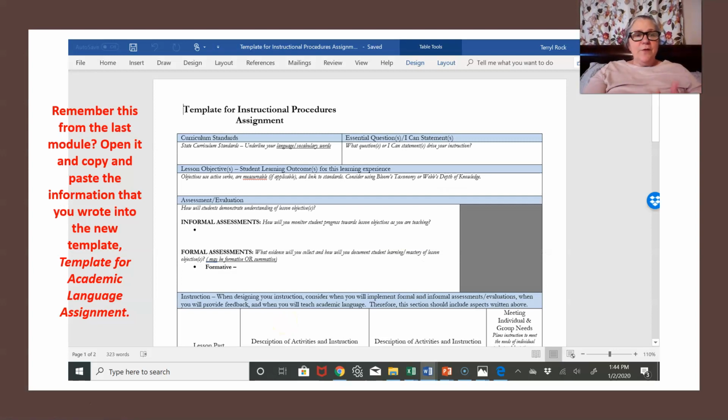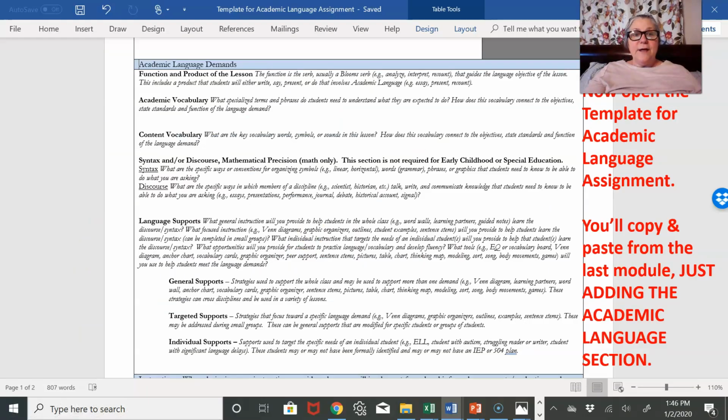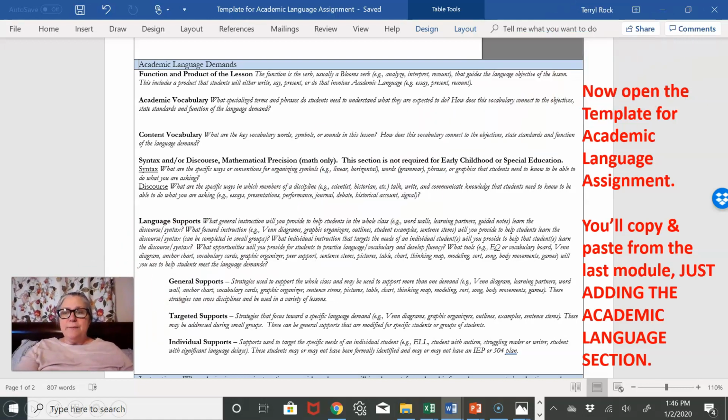All right. Remember this from the last module? You're going to open it up and you're going to copy and paste the information that you wrote from the last module. You're going to put that into your new module. So what I'm saying is that we're going to have a different template this module, the template for academic language assignment, but you're going to use a lot of the same information. You don't need to recreate everything. And now you're going to take your template for the academic language assignment, copy and pasting from the last module, and they're just going to add in the academic language section.